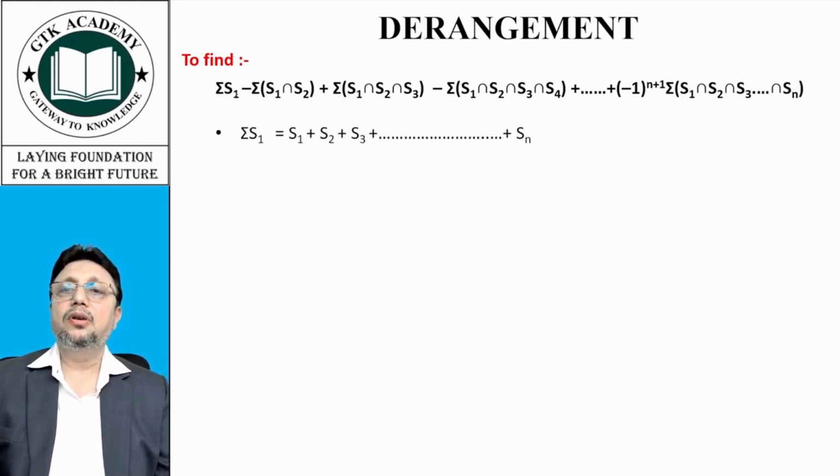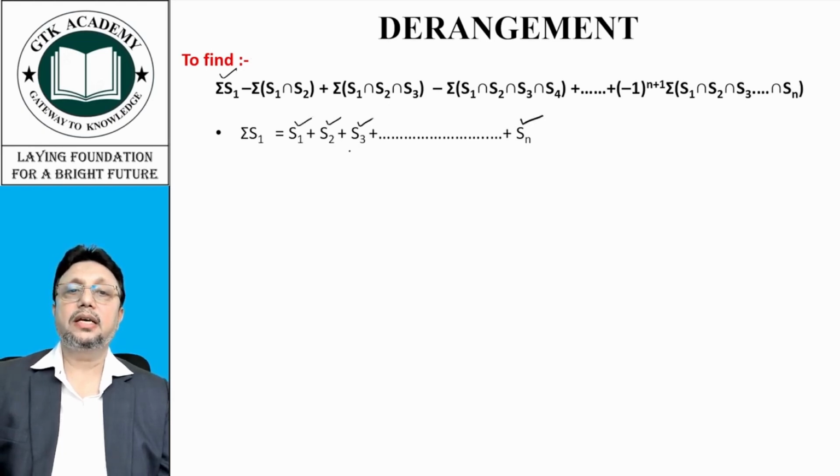Now sigma S1 means this term. This is S1 plus S2 plus S3 plus Sn. Suppose S1 is at its correct place. How many are remaining? N minus 1 elements. So they can be arranged in factorial n minus 1 ways. Here S2 is at its correct place, remaining factorial n minus 1 ways. S3 is at its correct place, remaining in factorial n minus 1 ways. Similarly, Sn is at its correct place, remaining can be arranged into factorial n minus 1.